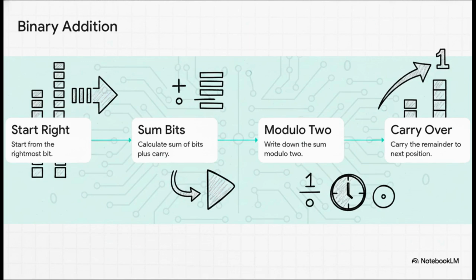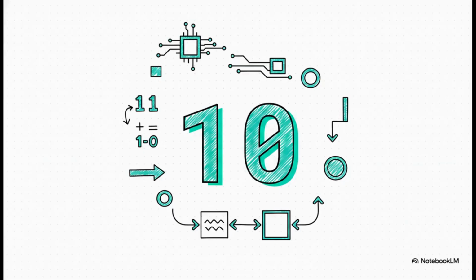So if you happen to have 3 ones in a column, say an input of 1, another input of 1, plus a carried 1, you just write down a 1 and carry a 1. And that brings us to this incredibly important number right here, 1, 0. In binary, 1, 0 is absolutely not 10. It is actually the decimal equivalent of the number 2. When we add 1 and 1, the result in that current position is 0, and the carry of 1 moves over to the next column, giving us 1, 0.